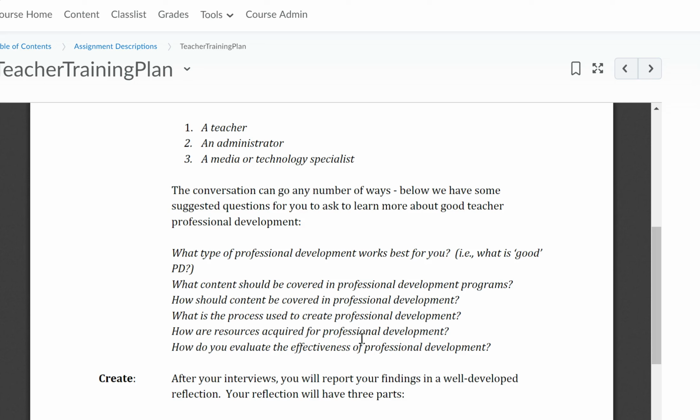So these are suggestions. What kind of professional development do you like? What works for you? What should be covered? How should it be presented? What's the process? What resources? Those are good guidelines to start the conversation, but let this go how you want it to go. Depending on your situation, maybe you just had a professional development, maybe you're about to. I know that this time of the year is a time when there are in-service days coming up. Maybe that would make a good opportunity to debrief from one of those experiences. So let the conversation go where you want it to go, okay?